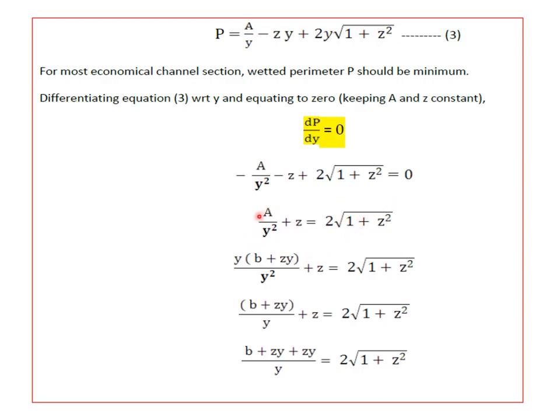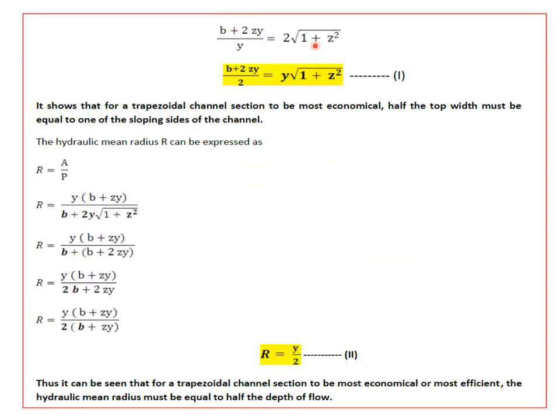But you know that a is nothing but y into b plus zy. So y and y get cancelled out. Then taking LCM, it will be b plus zy into zy by y should be equal to 2 times root of 1 plus z square. Rearranging the terms, we get b plus 2zy by 2 should be equal to y into root of 1 plus z square. You can see that b plus 2zy is the top width. So half the top width should be equal to the length of one of the sloping sides for most economical channel sections.